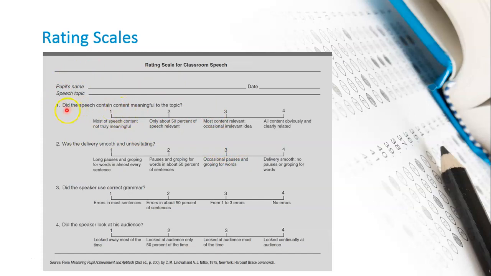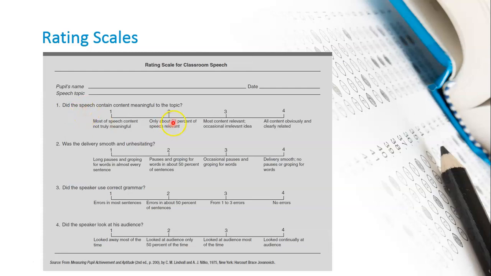Okay, we have, for example, here: did the speech content meaningful to the topic? So we can either give 1, 2, 3, or 4. Each of it will represent clarity. The most clear is 4. The least meaningful is 1. So in this case, for this rating scale, it doesn't give 0 point.